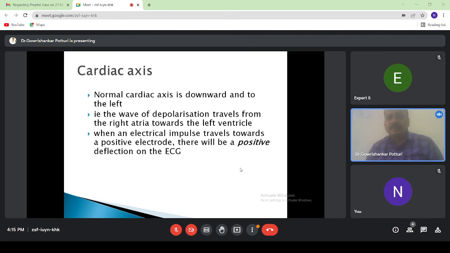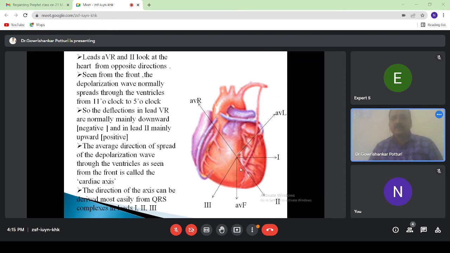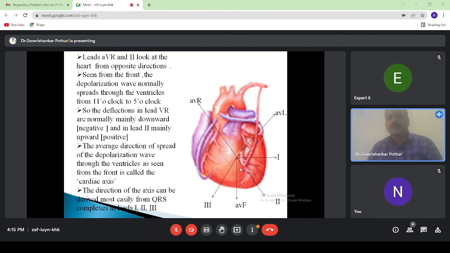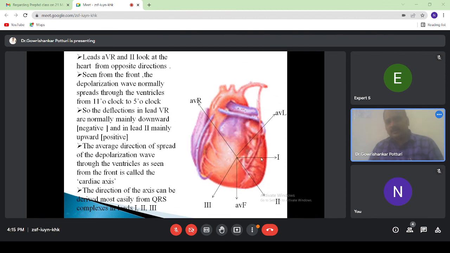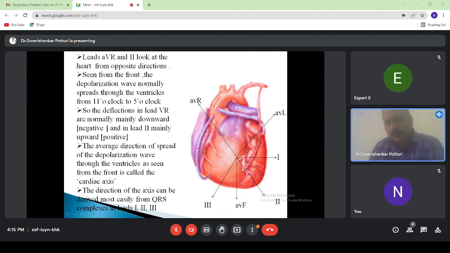When the impulse travels towards a positive electrode, there will be a positive deflection on the ECG. If the impulse travels away from the positive electrode, a negative deflection will be seen. Now this is the cardiac axis. Leads AVR and 2 look at the heart in opposite directions. See, this is how we have placed the limb electrodes. Exactly, AVR and lead 2 look at the heart in opposite directions.